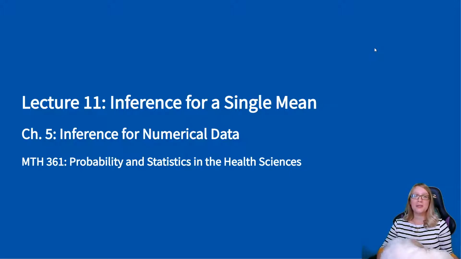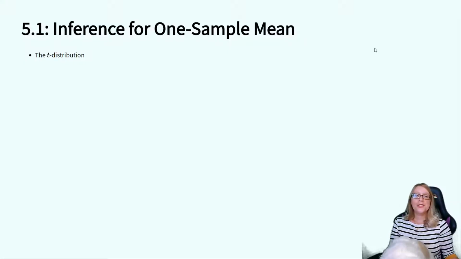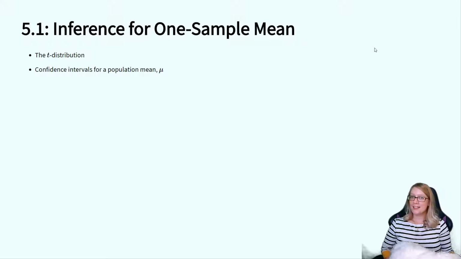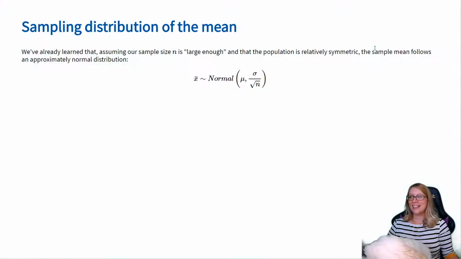In this video, we're going to talk about inference for a single mean. So what do we do with a numerical variable? We'll start by introducing yet another probability distribution, the t-distribution. We'll then talk a little bit about how we can find confidence intervals for a population mean using the t-distribution, followed by how to do the t-test.